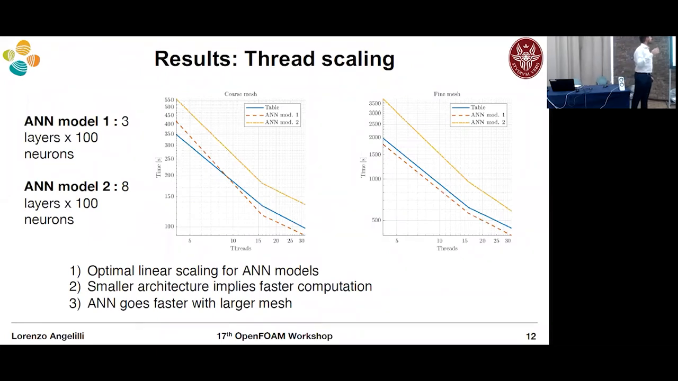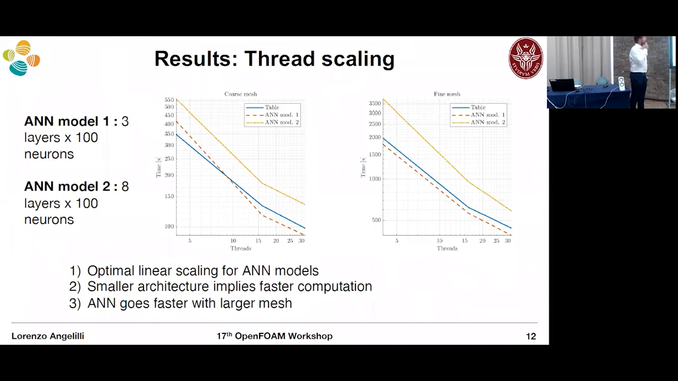So we can try two models that basically have 3 layers and 100 neurons, and 8 layers and 100 neurons. And what we observe, as expected, is that the larger architecture of the network, of course, is slower because it has to do more computation. So what we want to do is to find the best network, but that is also small.